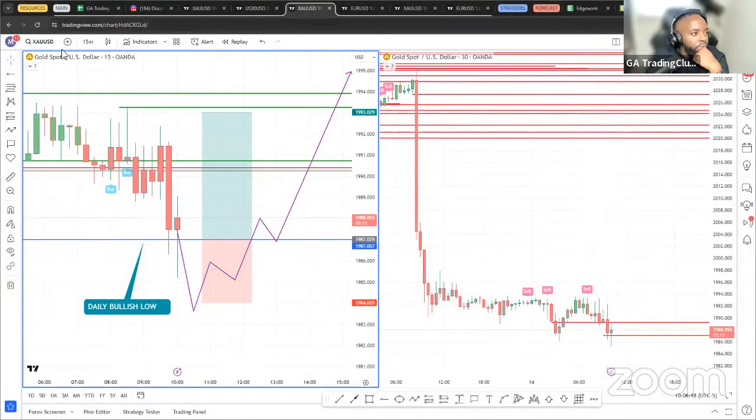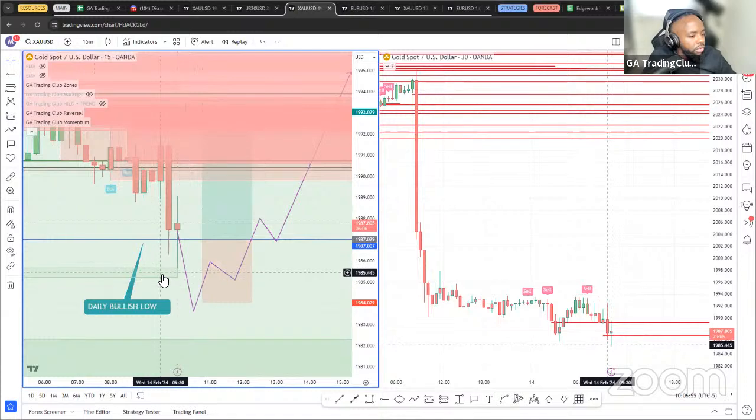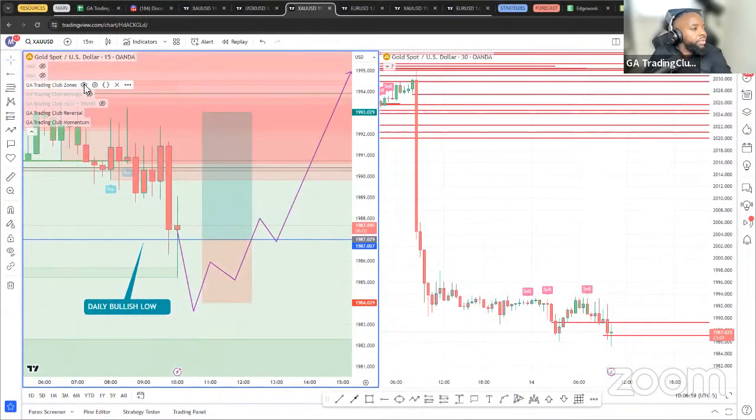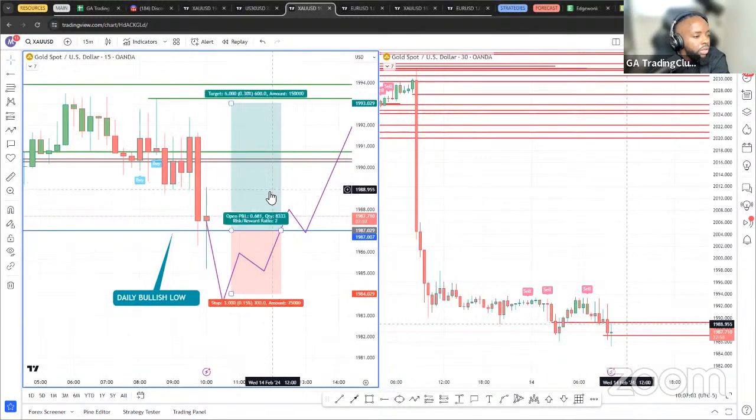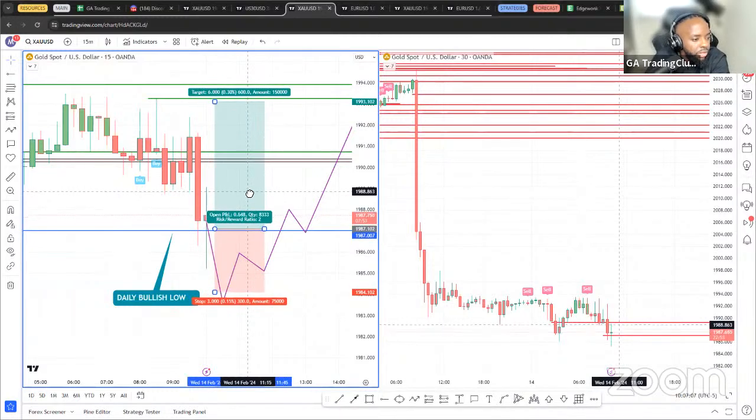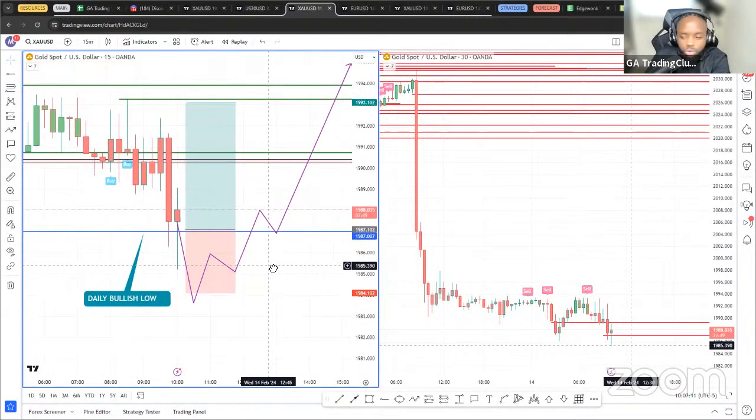So eight more minutes. See something. What's the low of 85 to 84? So if this candle closes next to this daily bullish low, I will look to take the gold buy.